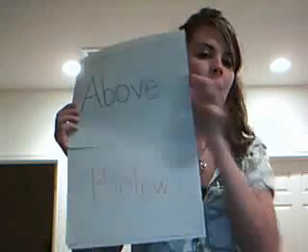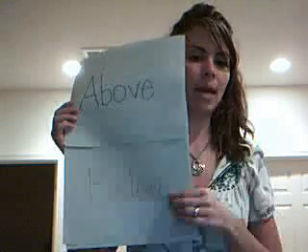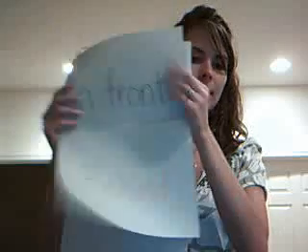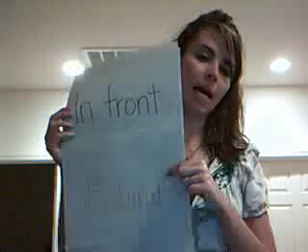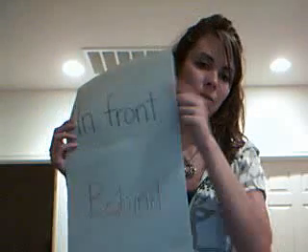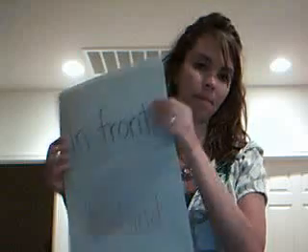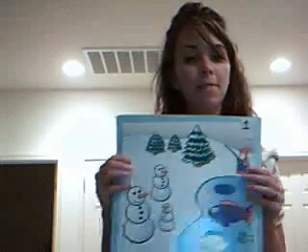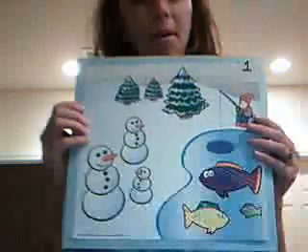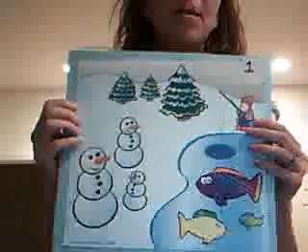These words will be written on the board throughout the entire activity, above and below, as well as in front and behind, so we can reference these words as we are talking about them. Now, with this activity, we're going to take a look at a couple different pictures and describe things that are above and below in the pictures.